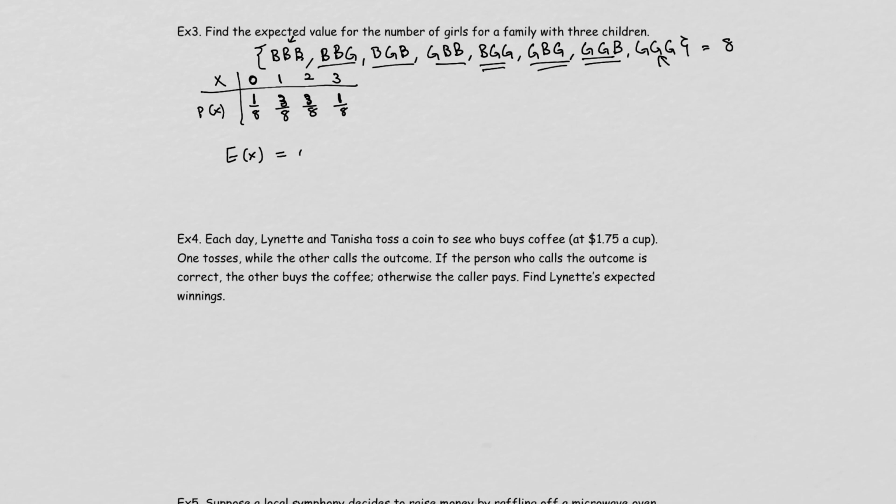So the expected value of this example, you get it from 0 times 1 over 8 plus 1 times 3 over 8 plus 2 times 3 over 8 plus 3 times 1 over 8, which, the 0 cancels out. That's 3, 6, 3, so it will be 12 over 8. When you reduce it, it will be 3 over 2, or 1.5 expected value.